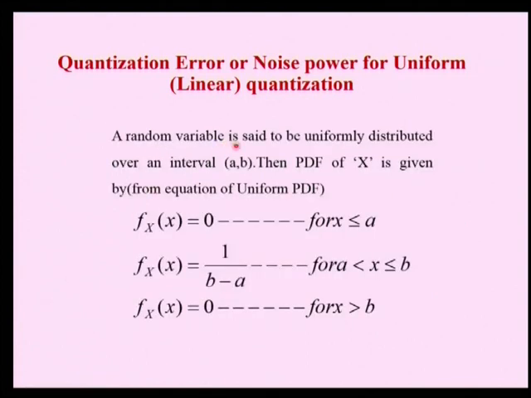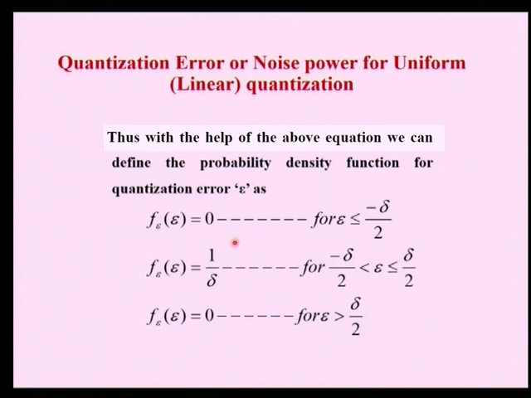A random variable is said to be uniformly distributed over an interval a comma b, then the probability density function of x is given by f of x equal to 0 for x less than a, f of x equal to 1 by b minus a for x that lies between a and b, and again it will be 0 for x greater than b.